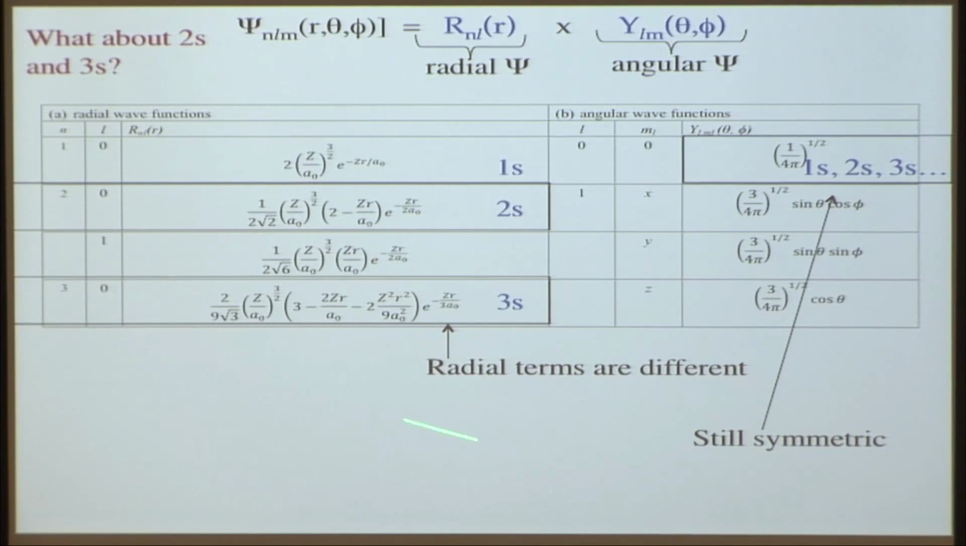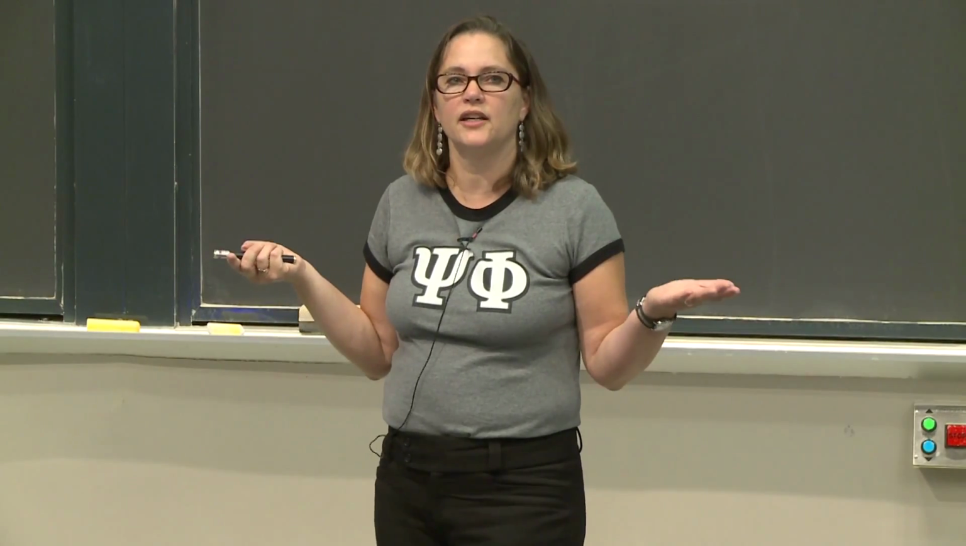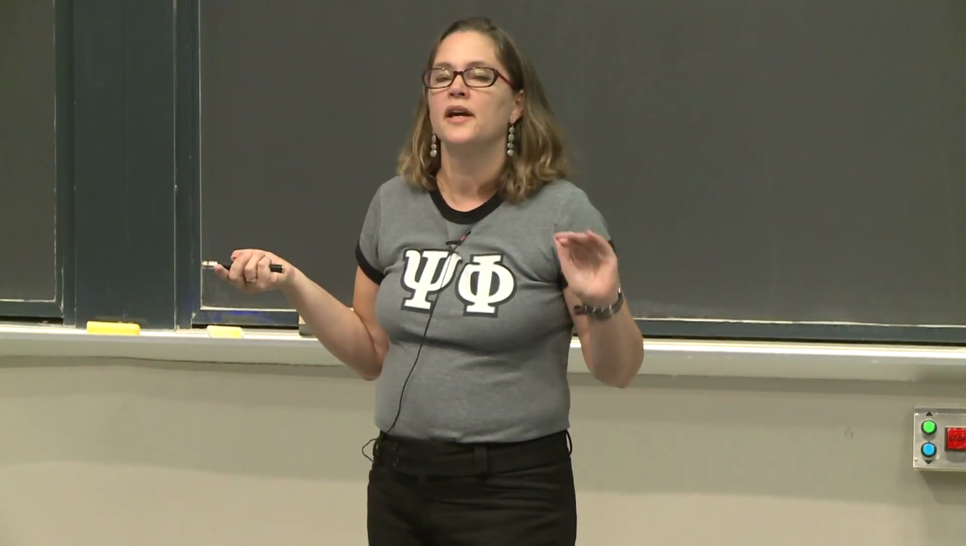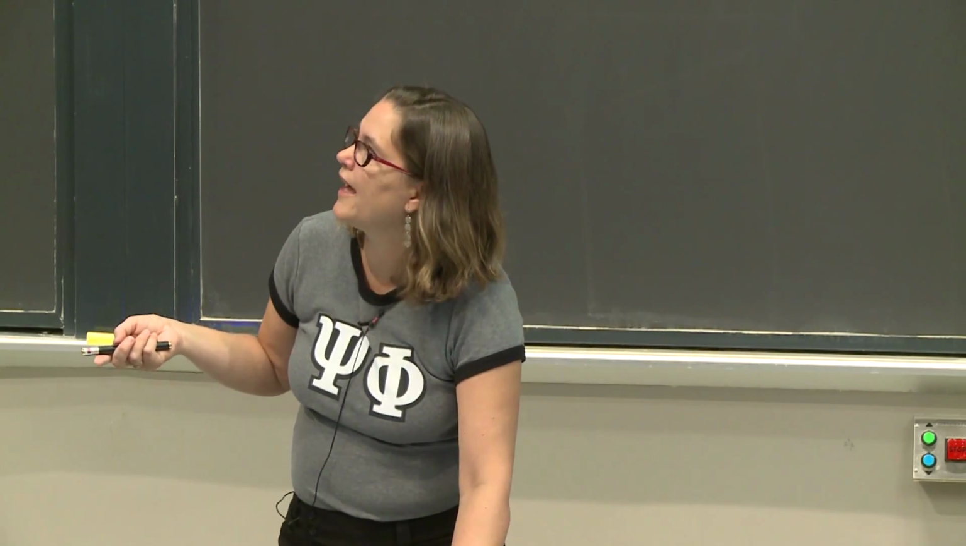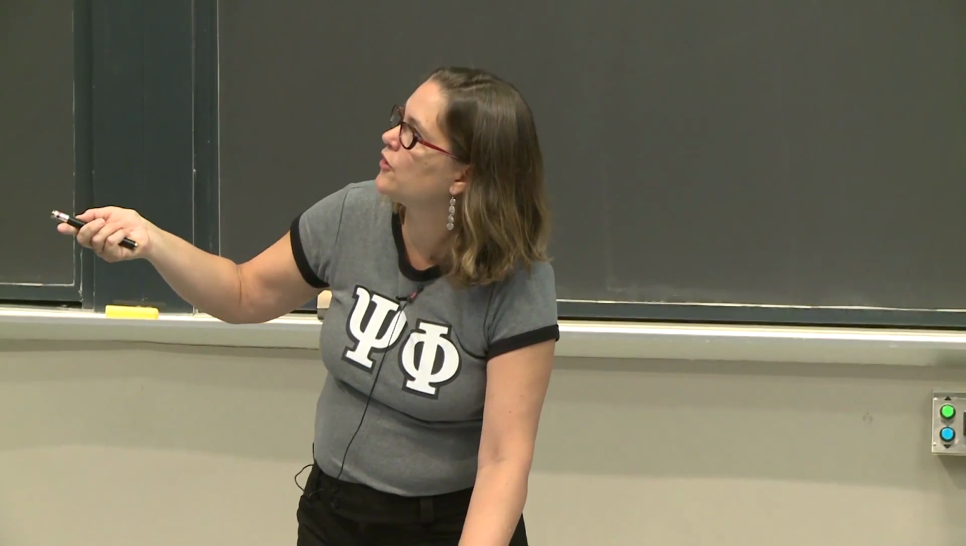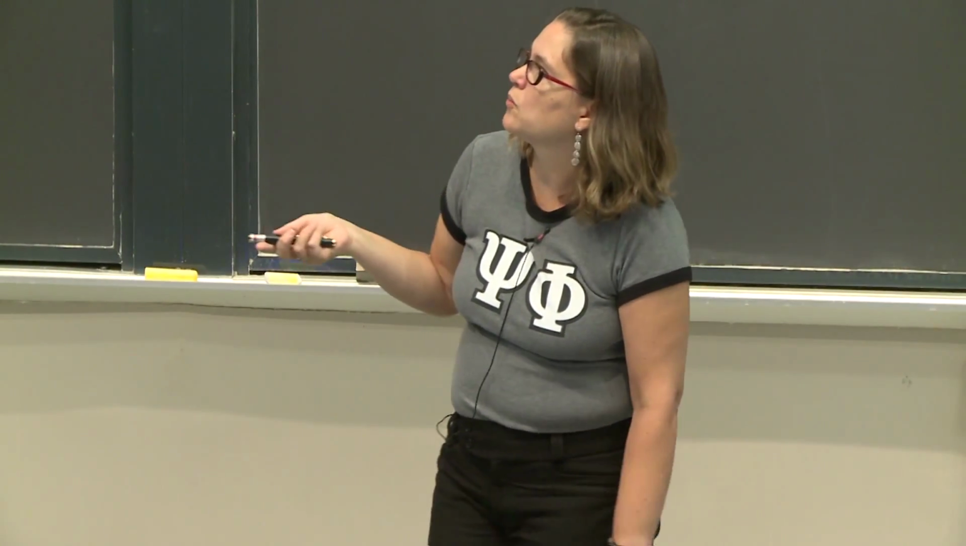So here is the table that we had before, and here's 1s, here's 2s, here's 3s. These terms are, in fact, different, as you can see, but the angular term, as we mentioned before, is still the same. So that means 2s and 3s are still symmetrical, so we're still thinking about the probability of finding an electron in some volume as just going out as a distance of r. So let's look now at the 3 plots and compare them, and this is the one on your handout.